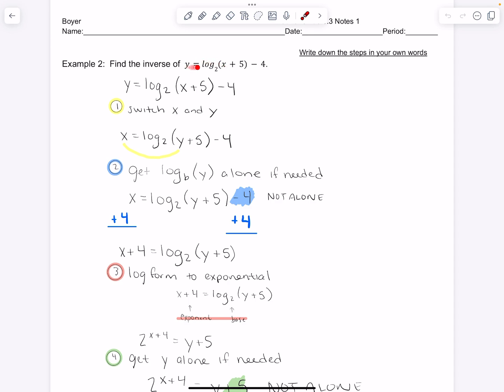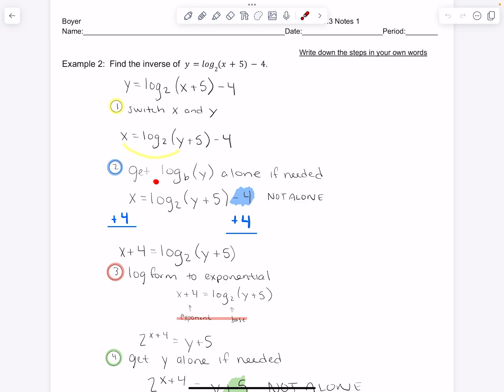Okay, so this is longer compared to what we've seen above. Above, there was only one thing inside the parentheses, and there was nothing added or subtracted on the end, so there are going to be more steps. My first step is still the same: I'm going to switch my x and y. It was originally a y on the left, now it's x on the left. It was originally the x with the 5 in the parentheses, now it's the y. So I have x equals log base 2 of (y plus 5) minus 4.